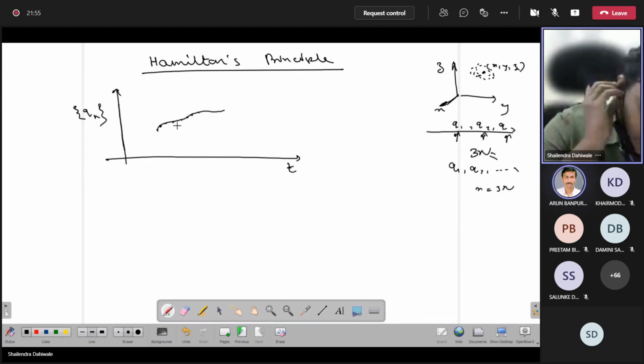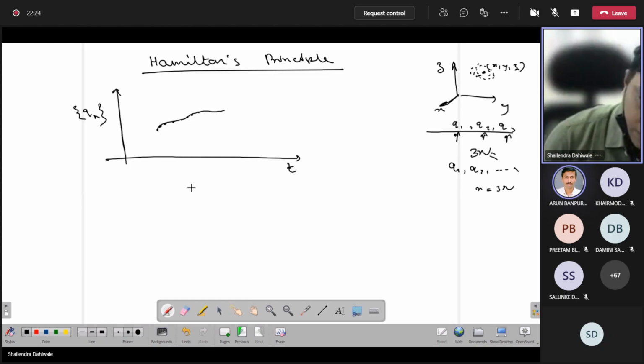So with this background, we will try to see how we can get equations of motion using this Hamilton's principle. What Hamilton's principle describes is the motion of a mechanical system for which all the forces are derivable from some generalized scalar potential.